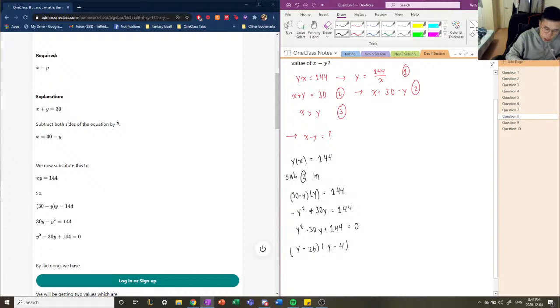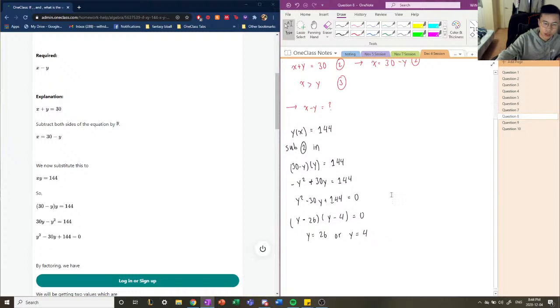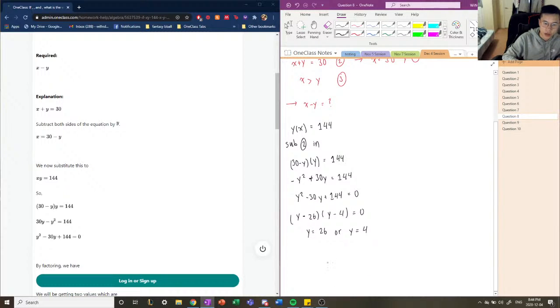So we have found two values of y which make these two equations equal to each other. So we're trying to solve for y right now. So y equals 26 or y equals 4. Right? But we still have our third condition, so we need to test it. We need to find the values of x first too, right? So sub y equals 26 into 2.